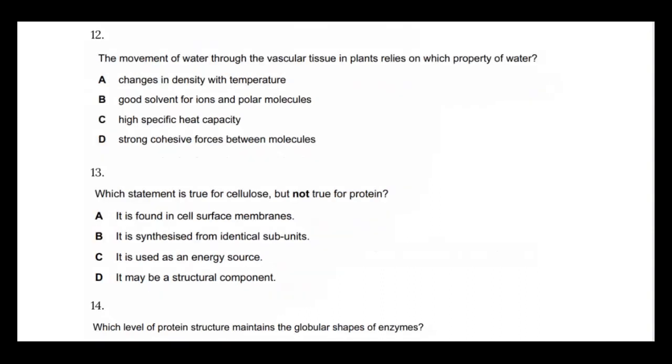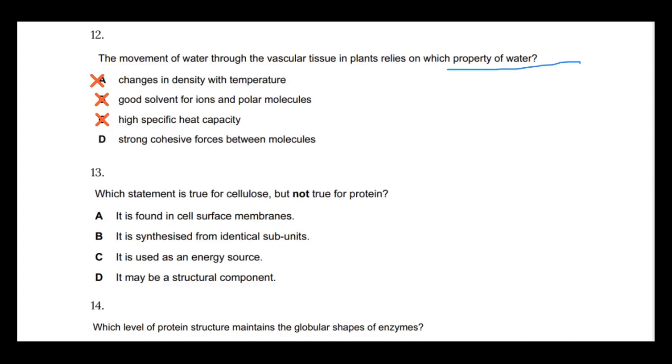Question number 12. The movement of water through the vascular tissue in plants relies on which property of water? We need to consider the properties of water that will allow the movement of water through the vascular tissues. Water, being a good solvent of ions and polar molecules, has nothing to do with its movement, so you can cross that out. And changes in density with temperature, that also does not help in the movement of water, so you can also cross that out. High specific heat capacity is the amount of heat that is required to increase the temperature of water by 1 degree Celsius. It has nothing to do with movement either, so you can cross that out.